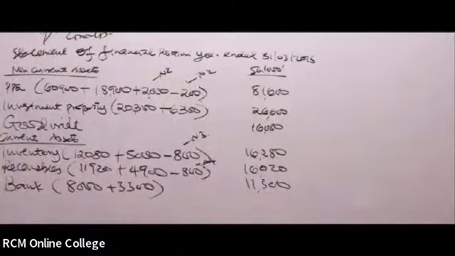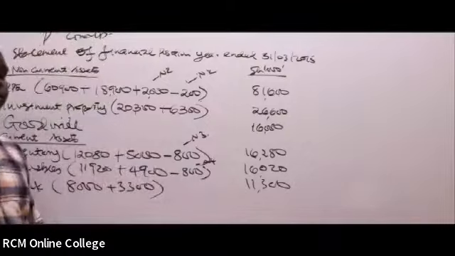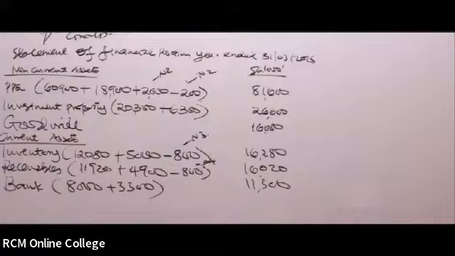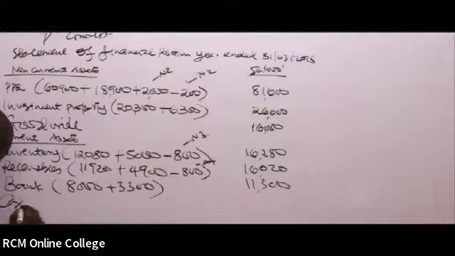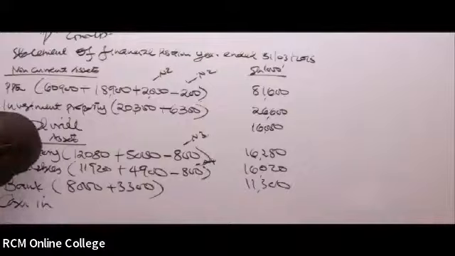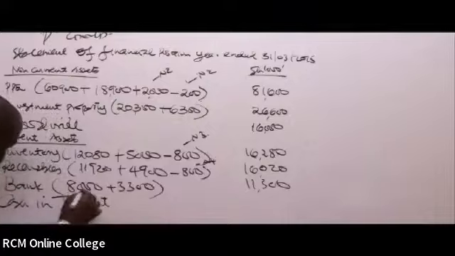11,300. What else will we add here? What else will we put there again? Cash in transit. That is what I wanted you to tell me. Cash in transit. You are the most brilliant students I've met in the year 2025. You can be able to remember it.